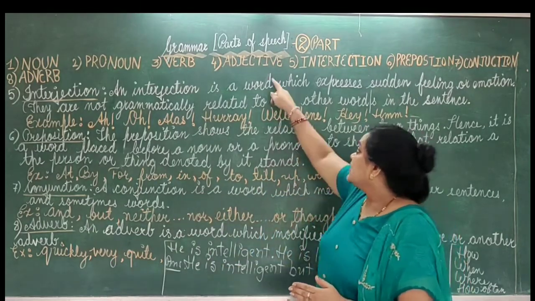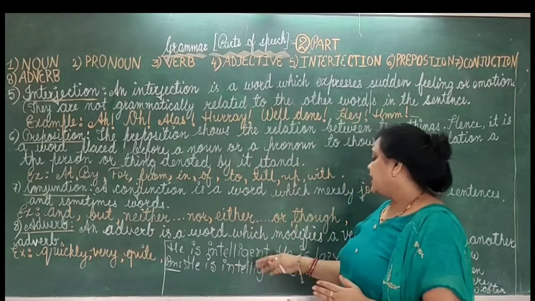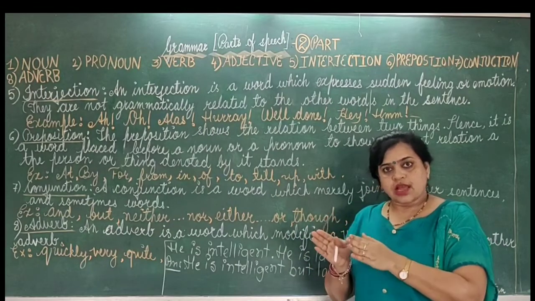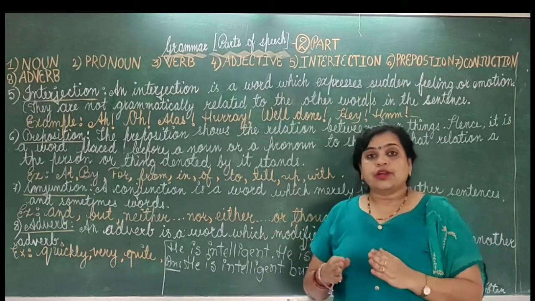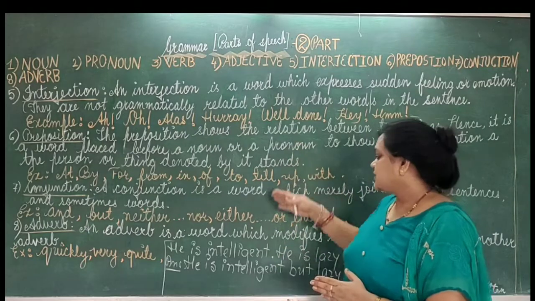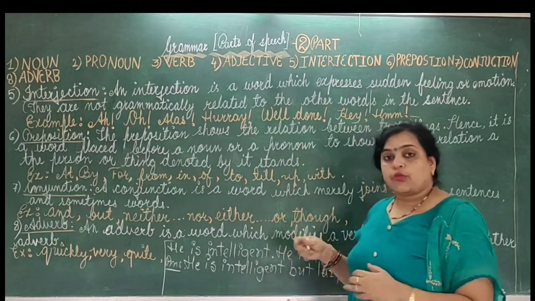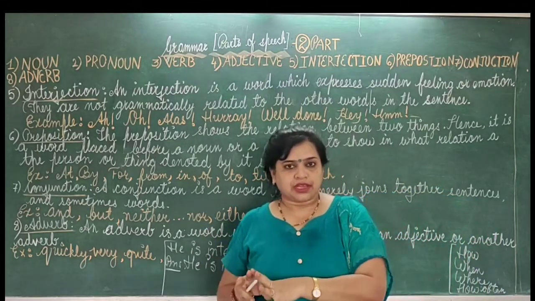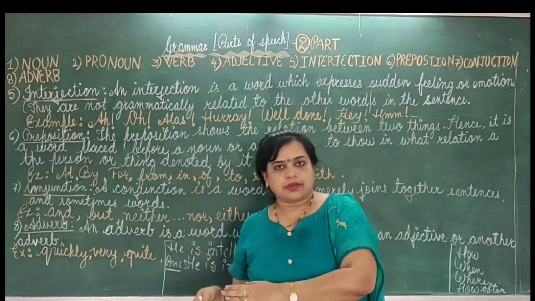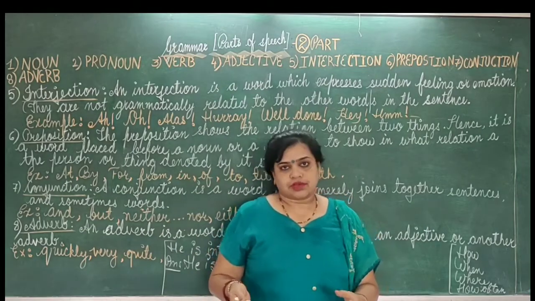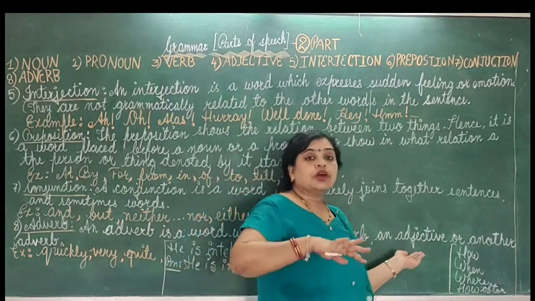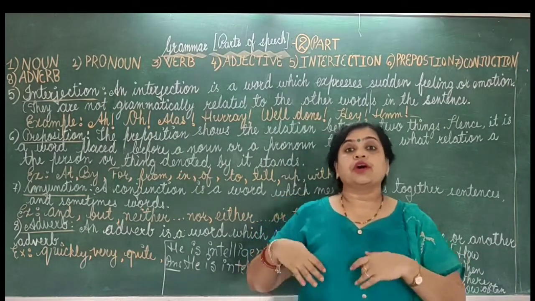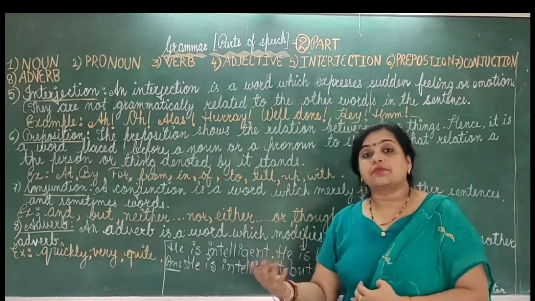What was there in an adjective? It modifies, it qualifies the noun. Only the noun. And here, what is the difference between an adjective and an adverb? It modifies some verb. It gives some special meaning. It adds to the verb. It gives meaning to the verb. It gives meaning to another adjective. It gives meaning to another verb also sometimes, another adverb also.